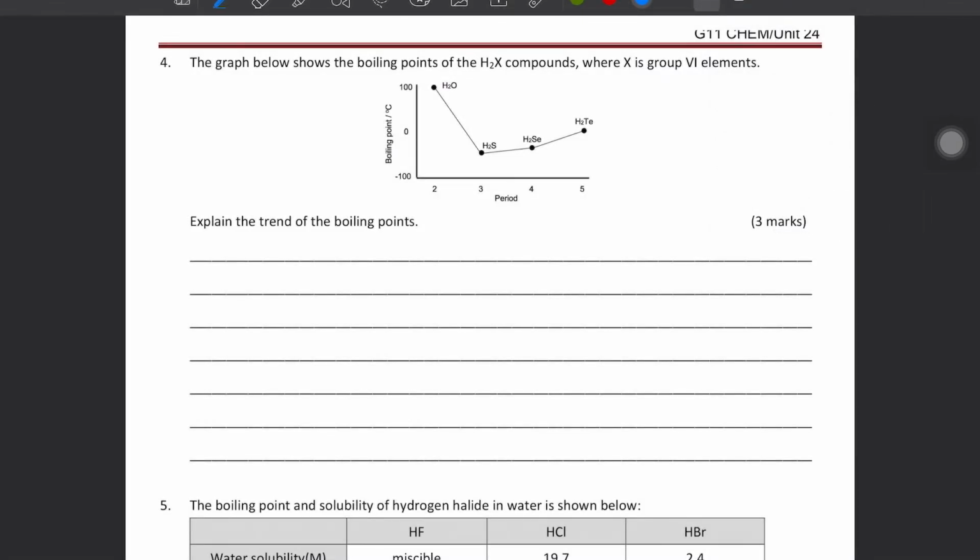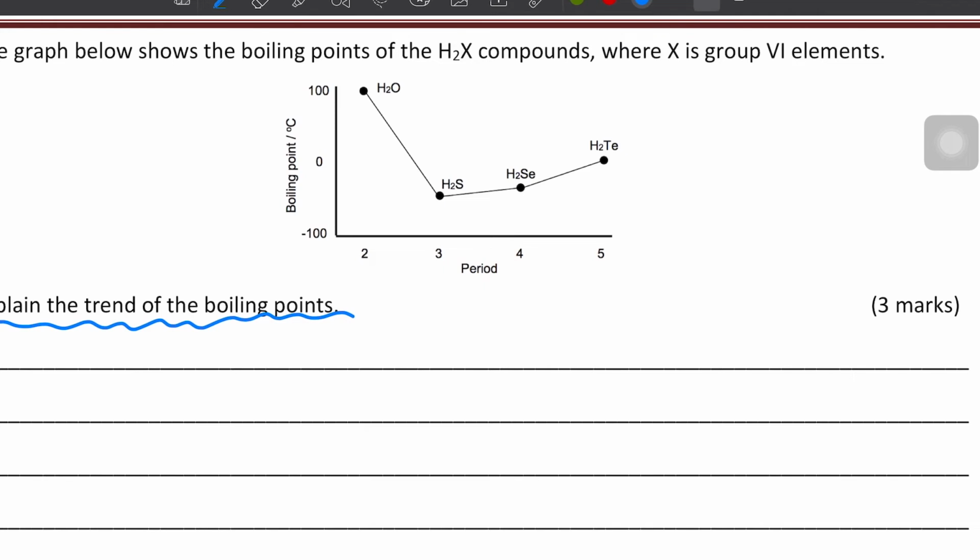Here is question 4. So you can see you are going to explain the trend of the boiling points for group 6 hydrides, because they form covalent bonds with hydrogen, so we call them hydrides. Now you can see the trend is not strictly increasing or strictly decreasing. That means you need to prepare 2 sets of explanation.